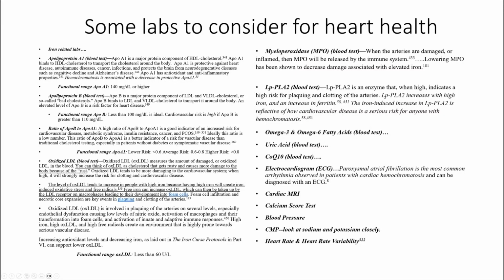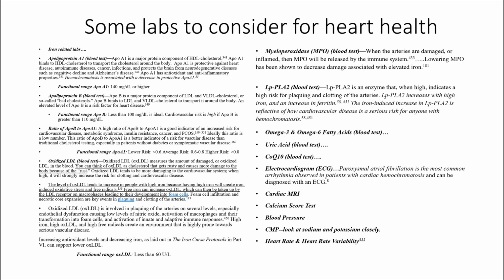So a couple of labs that you'll want to look at for cardiovascular disease. I talk about these in The Iron Curse, but we'll talk about them today. The iron-related labs, you're going to want to look at serum iron, ferritin, TIBC, UIBC, iron saturation, transferrin, all that. And then you also want to look at apolipoprotein A1.